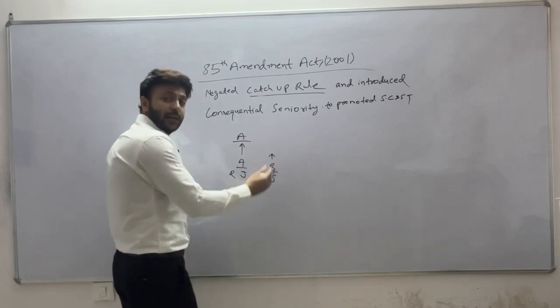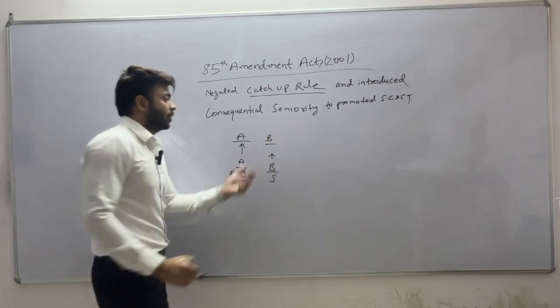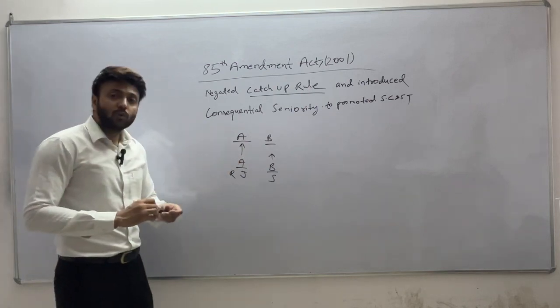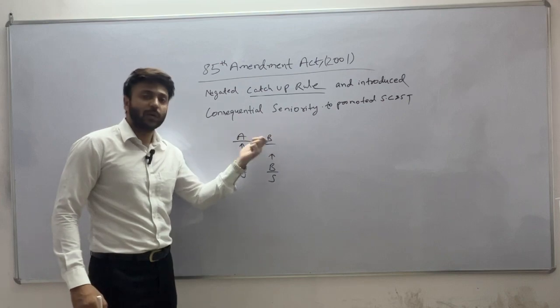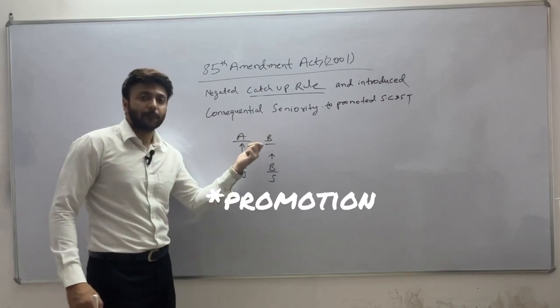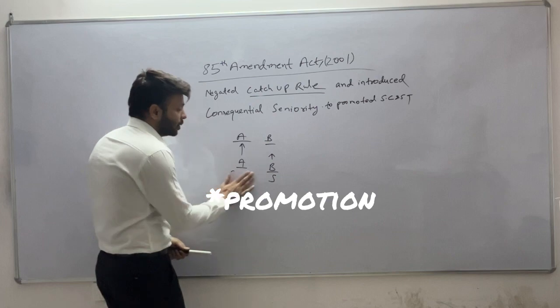Then B, a senior, will again get reservation and will be here along with A. Now, through the catch-up rule, B will catch up to A and will not be any more junior to A and will be at par with A. But in consequential seniority, what happens?